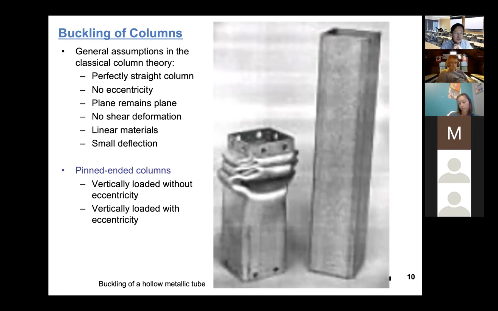The last but not least is called small deflection, and that is just for the ease of mathematics. Once you have small deflections, everything can be simplified to a more manageable expression, which engineers would love to use.